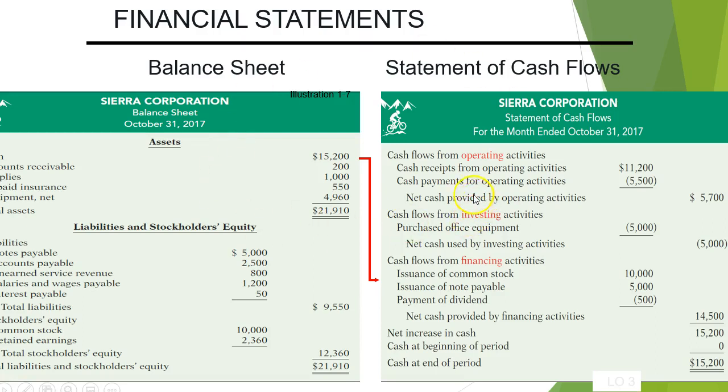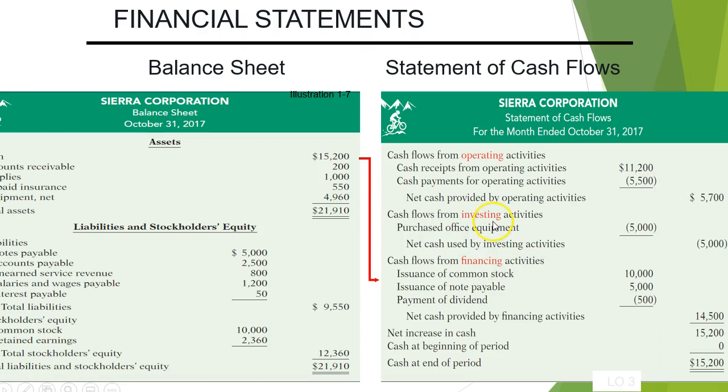We're then going to net the cash inflows against the cash outflows to determine whether there was an increase in cash from these operating activities or a cash decrease. For this illustration, the cash inflows exceed the amount of the cash outflows. Therefore, we have net cash provided by our operating activities in the amount of $5,700.